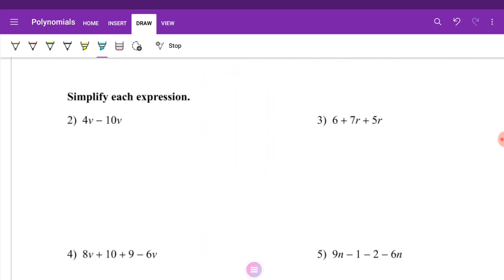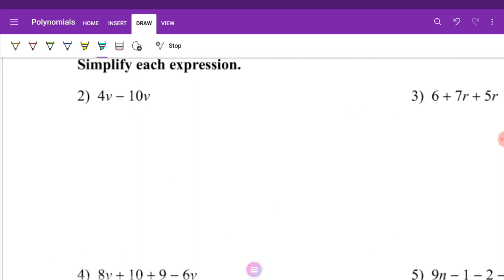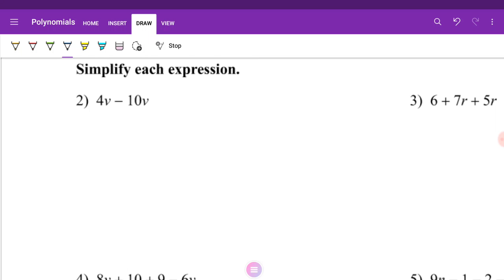So, like I said, we're going to do the evens. You're going to do the odds. We're going to start hopefully pretty easy. 4v minus 10v. Well, 4 minus 10 is negative 6v. Okay? When you're adding and subtracting, the letters just stay the same. 4v minus 10v, negative 6v.